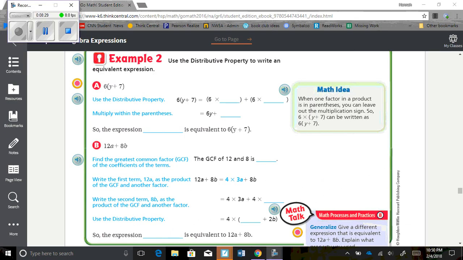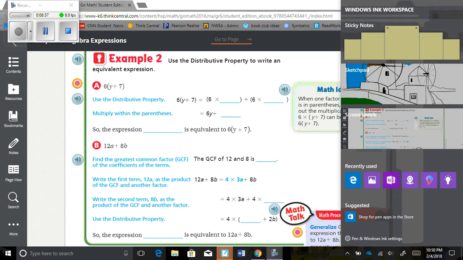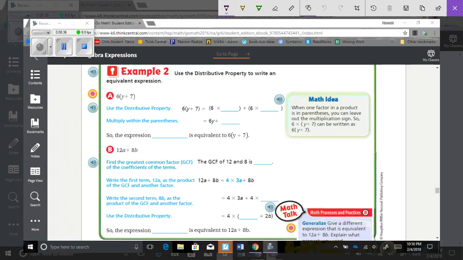Example 2. Use the distributive property to write an equivalent expression. So we've got 6 times (y plus 7). We're going to use the distributive property. 6 times (y plus 7) is the same thing as 6 times y plus 6 times 7. Multiply within the parentheses: 6 times 7 we know is 42. So now we have 6y plus 42.